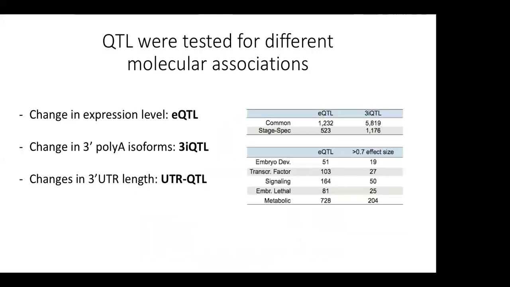But we use this data from these 80 lines in order to identify the transcriptional and post-transcriptional effect of structural variation and single nucleotide polymorphisms on 3 different levels, or for 3 different phenotypes. We wanted to see if SNPs or eQTLs affected the expression level of the entire transcript, or specific polyadenylation isoforms and changes in the 3' UTR.